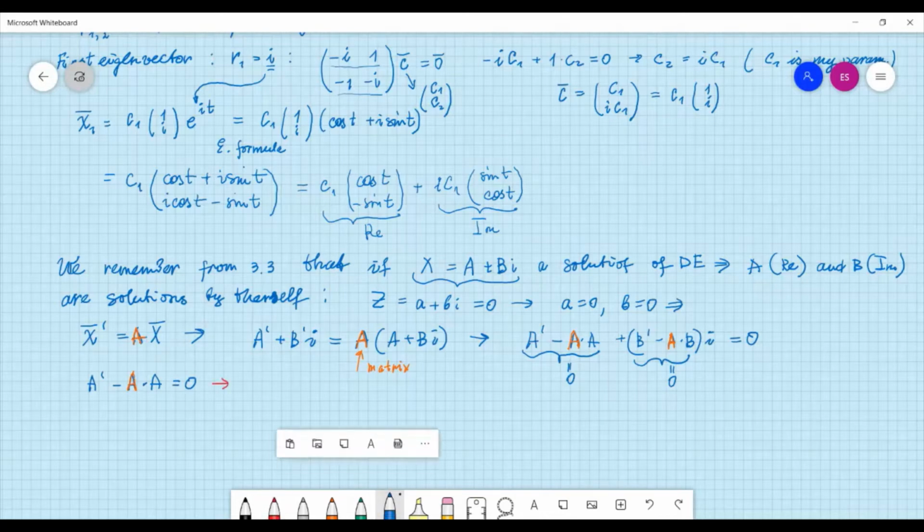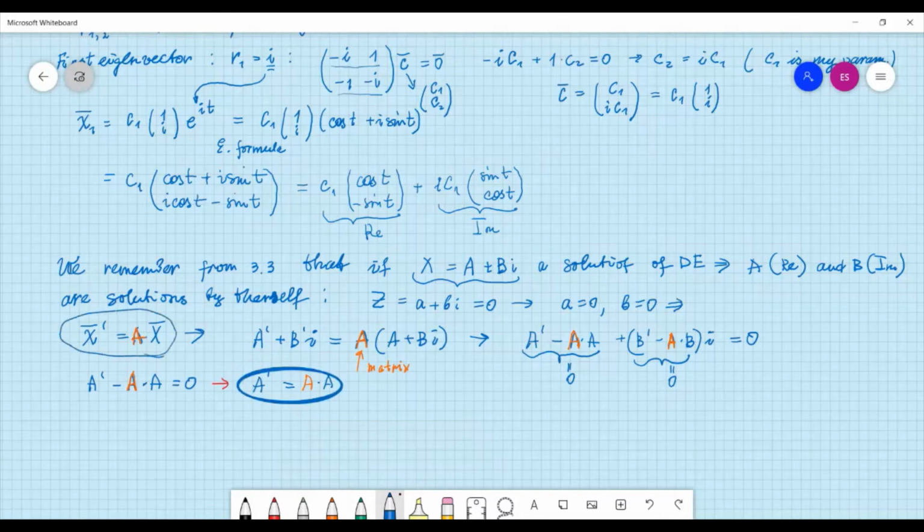If I move this AA product back to the right side, I have to go back to my standard color. Why don't I write it down like this and this? You see what we have, actually. We have exactly the same differential equation as we have over here. So A is a solution.